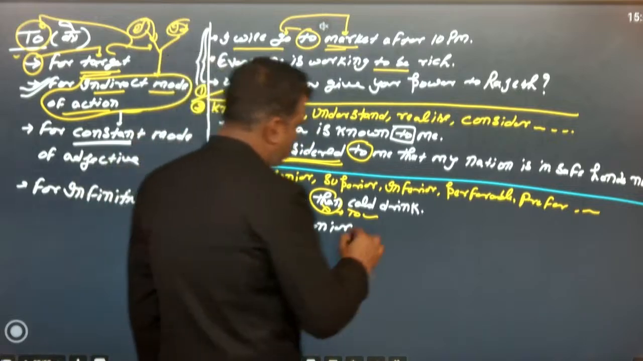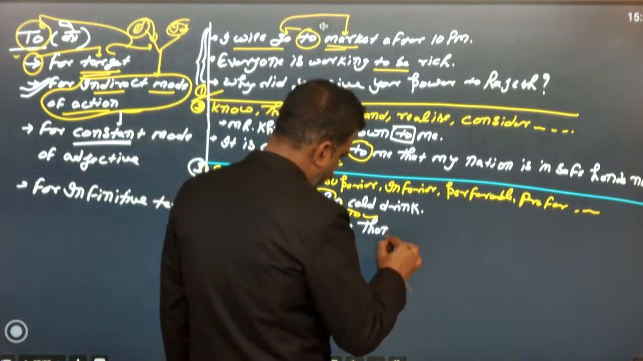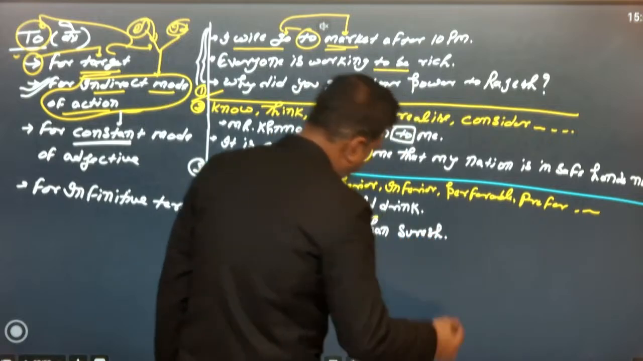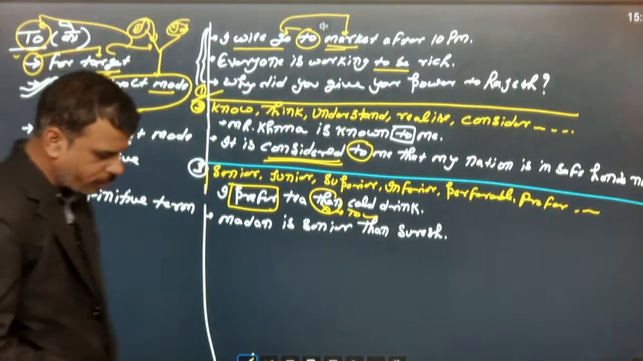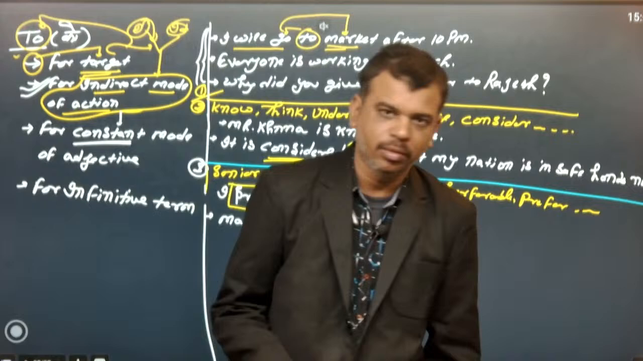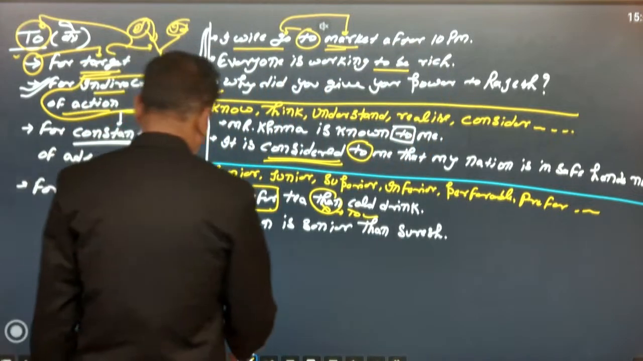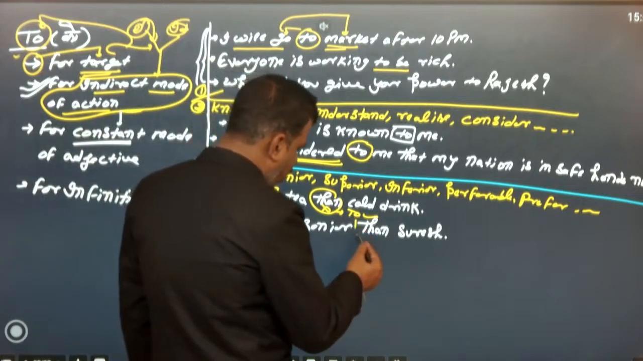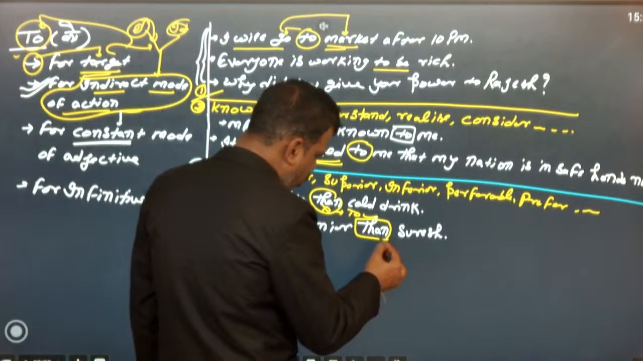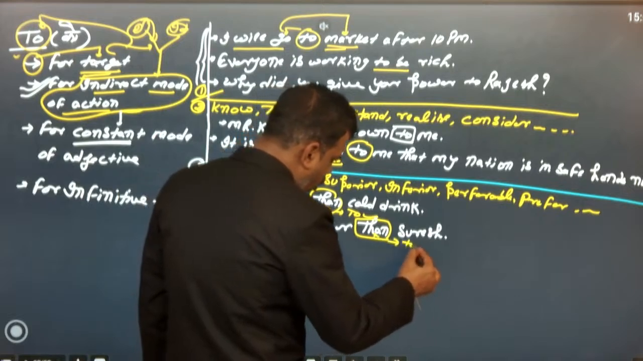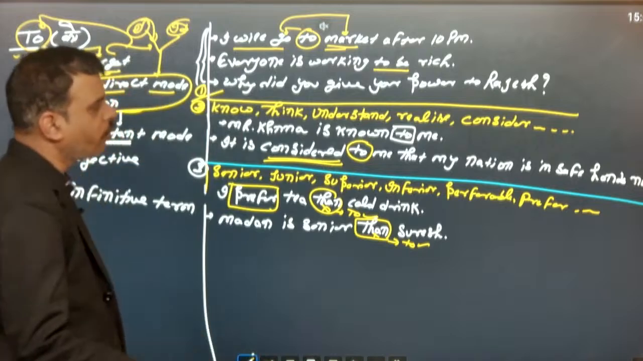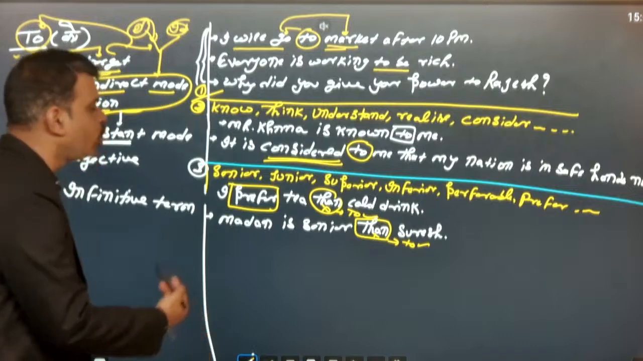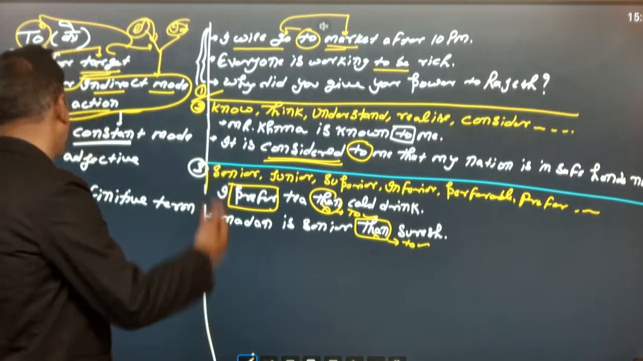Madan is senior than Suresh. Mother is senior than Suresh. So senior, junior, superior, these are the terms that do not change their position. So they are the constant mode of adjective. And whenever we have a term that is used like the constant mode of adjective, we always use what? To.